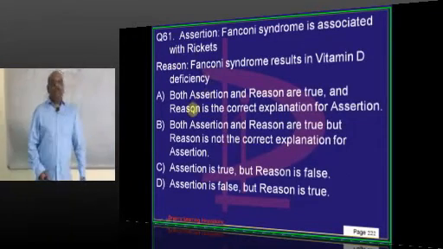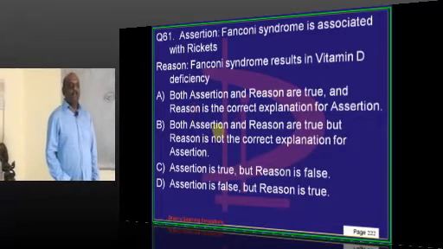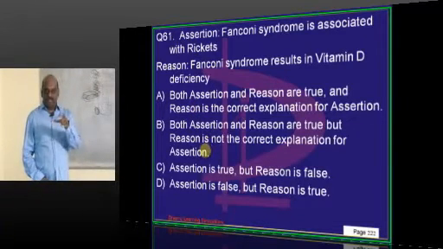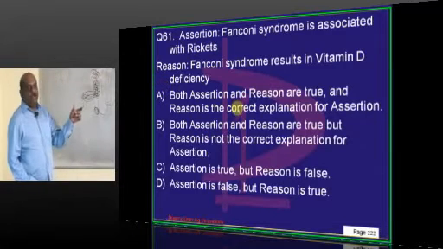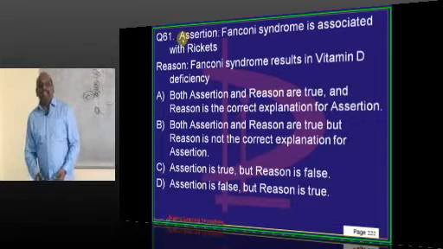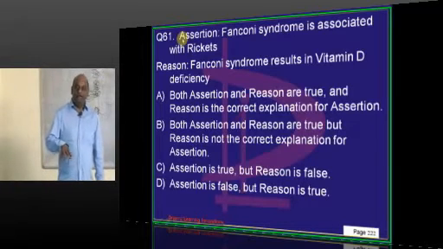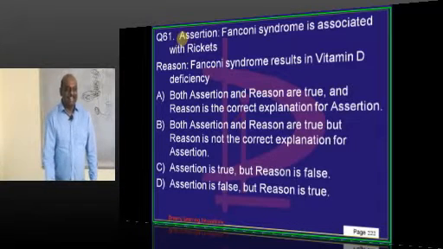Now, in Fanconi syndrome there is rickets. What is Fanconi? Proximal renal tubular dysfunction. In Fanconi syndrome, there is vitamin D deficiency. Arey, it was like a perfect foot in the pond kind of a question. Okay?